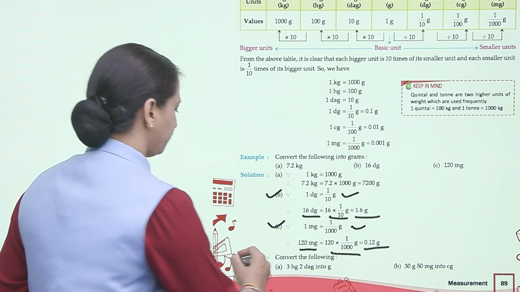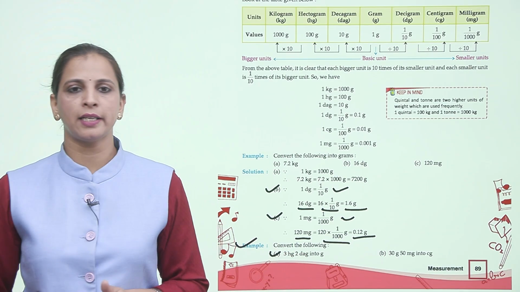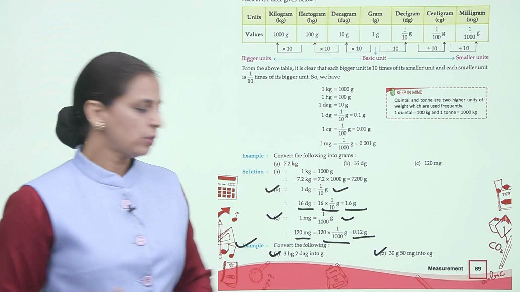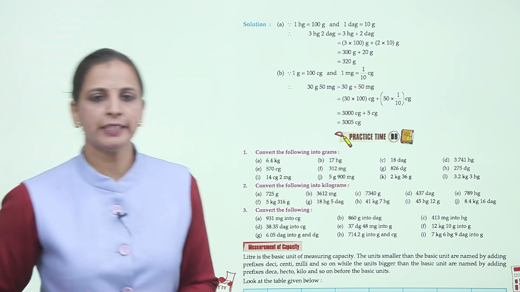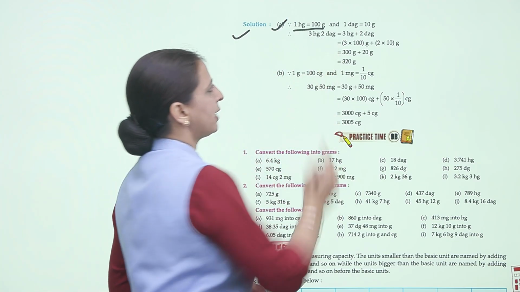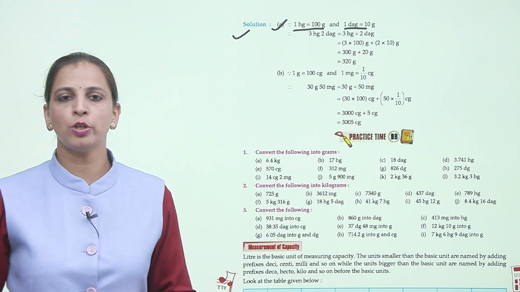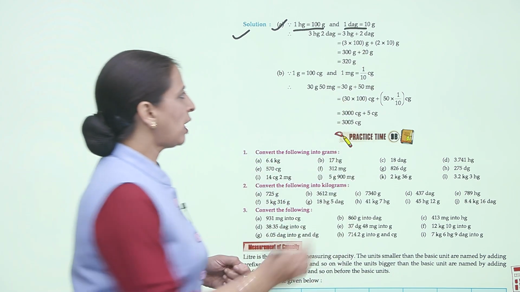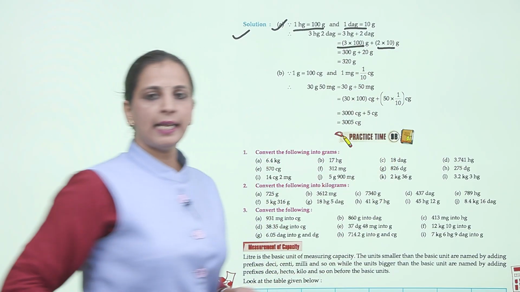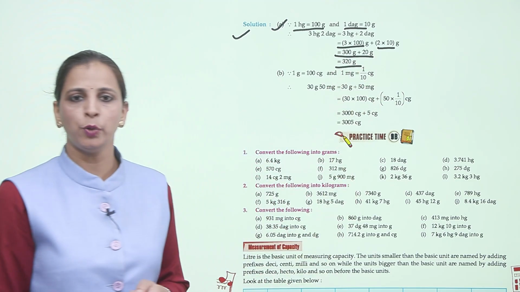Now next example, convert the following. A part is 3 hectogram 2 decagram into grams and B is 30 gram 50 milligram into centigram. Let's solve these. A part, 1 hectogram is equal to 100 grams and 1 decagram is equal to 10 grams. So 3 hectogram and 2 decagram. 3 hectogram multiplied by 100 gram and 2 decagram multiplied by 10 grams. That is equal to 300 gram plus 20 gram is equal to 320 grams.